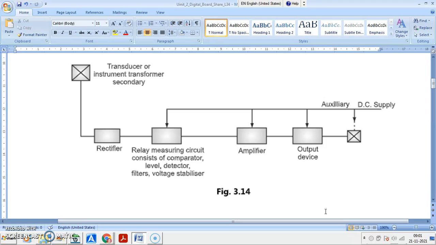Some parts of static relays are shown in this figure. You are having this transducer or instrument transformer secondary. So you are having the actuating quantity which is fed to the instrument transformer. And the secondary signal is available here. Then you are having the rectifier. Multiple blocks are shown over here.